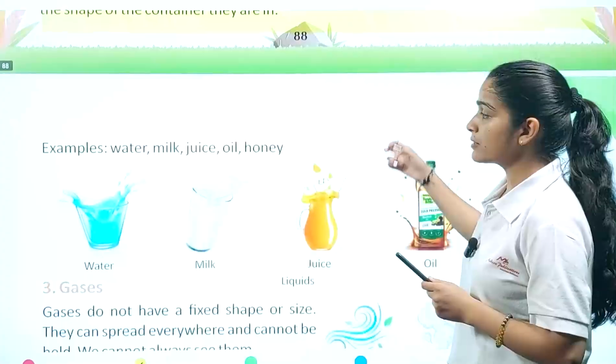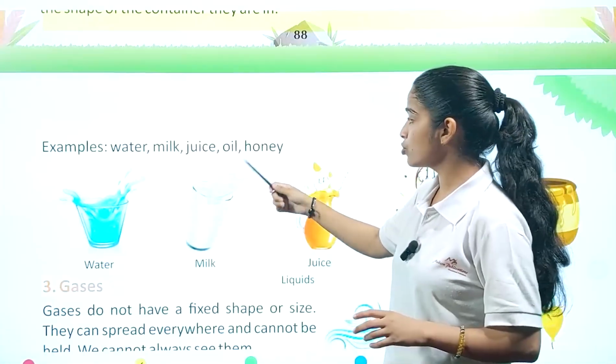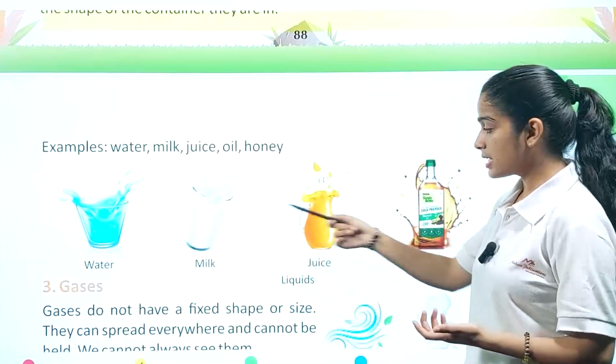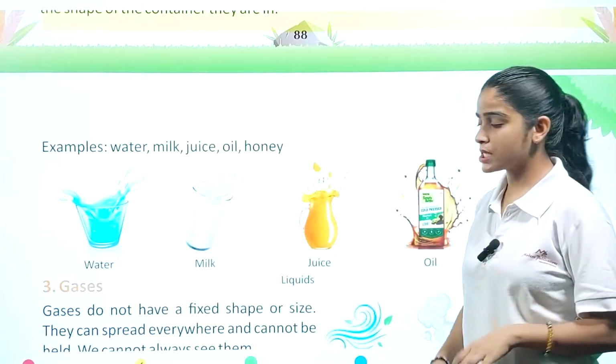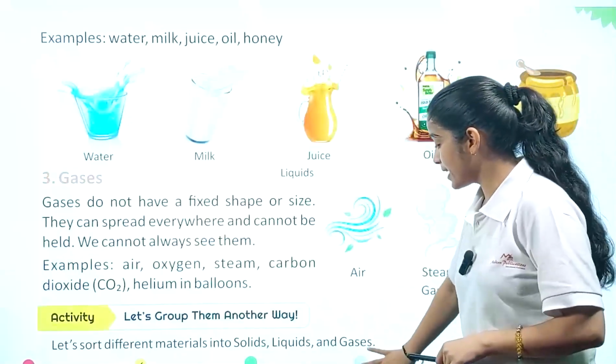Next, what are the examples we have? Water, milk, juice, oil, and honey. These are the examples we have for the liquid state. Next, we have the gaseous state.